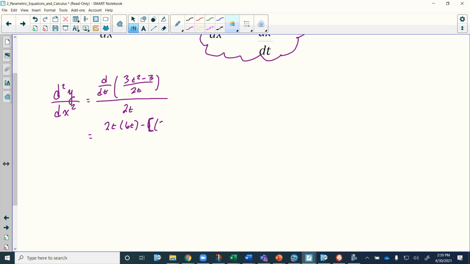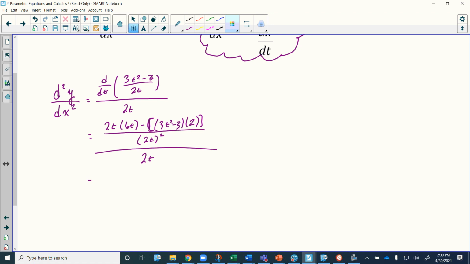So here we're going to keep all of it in parentheses, and really probably put it in brackets here. We have 3t squared minus 3 times the derivative of the low part, which would just be 2, over low low. So that would be, in parentheses, 2t quantity squared. And all of that is just over the dx dt, the 2t. So everything that's in the overall numerator is the quotient rule of the derivative for 3t squared minus 3 divided by 2t. Low d high minus high d low over low low.